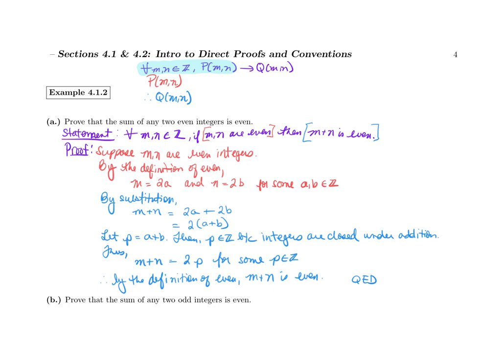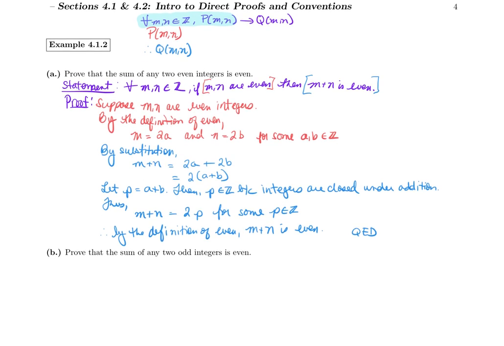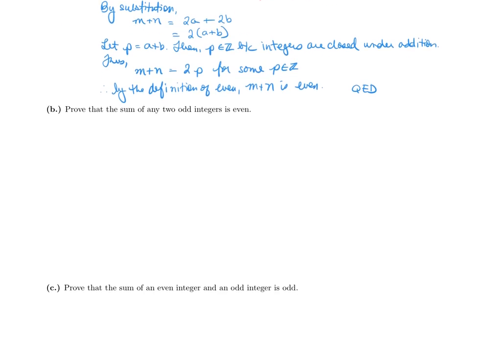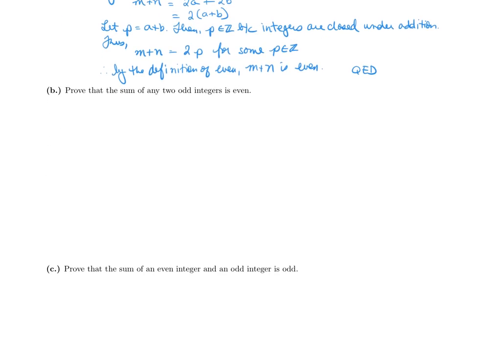And that is that we're going to prove that the sum of any two odd integers is even. So we're going to do this one together. And then after part B, I'm going to have you pause and try proof C on your own using the results from A and B. See if you can do it on your own.